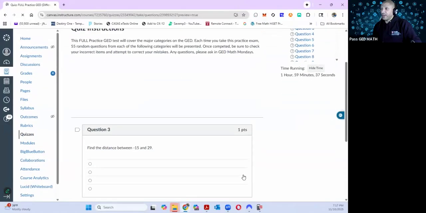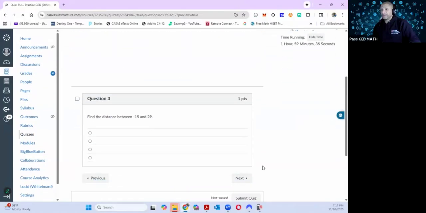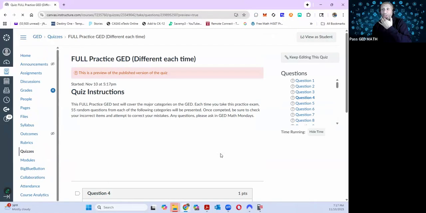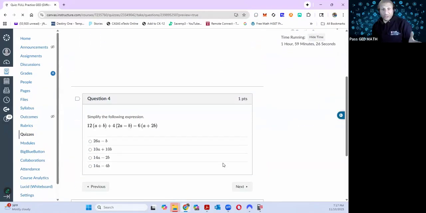Find the distance between -15 and 29. I don't know why it's loading so slow, but my point is this. The first 5 questions are all going to be questions from the first 5. It's going to take 5 randomly selected questions.